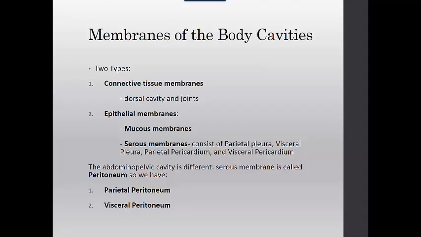Parietal pericardium lines the pericardial cavity. Visceral pericardium covers the heart. In the abdominal pelvic cavity, the serous membranes are called the peritoneum. The parietal peritoneum lines the wall of the cavity, and then the visceral peritoneum covers the organs. It folds up on itself and creates a couple of different places in the abdomen that we need to know about, peritoneal and retroperitoneal, which we'll talk about later.